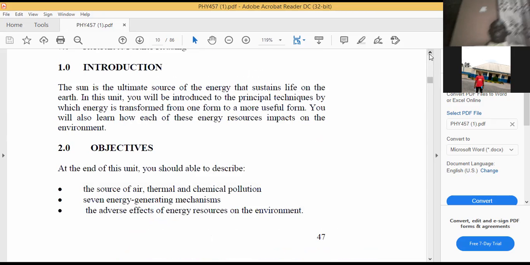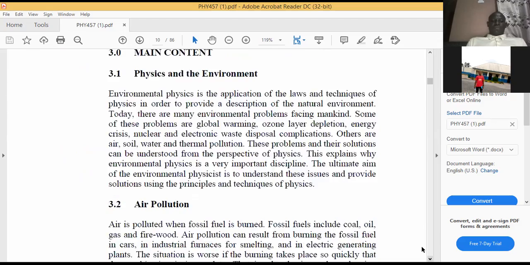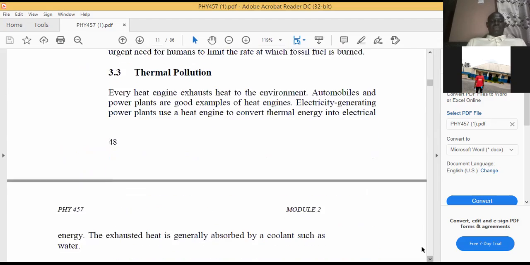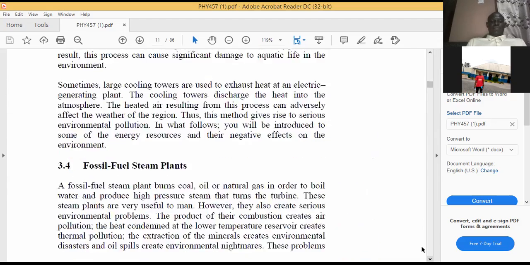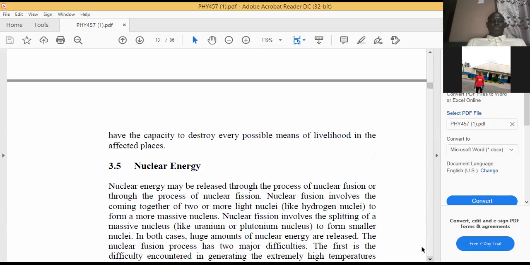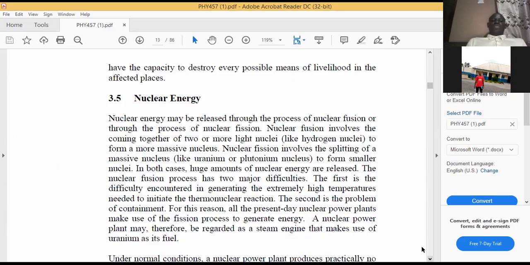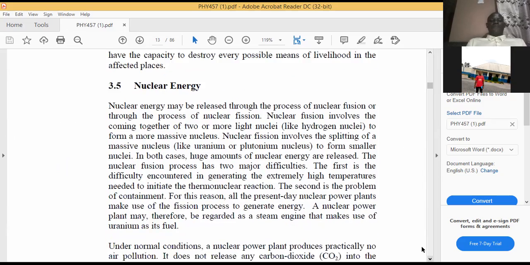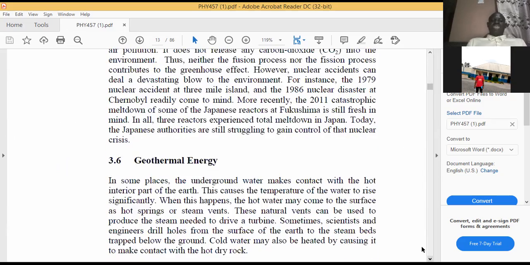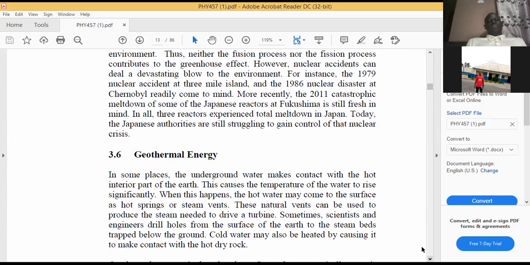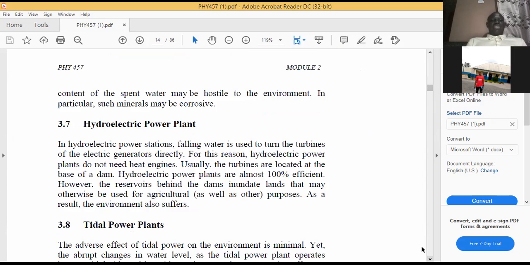Now, the source, okay, let's go through the material again. Seven energy generating mechanisms. Do you have your material there? Yes, sir. Good. So nuclear energy is one of them. It works by fission and fusion. Geothermal energy is energy from the ground. Then hydroelectric power, water.